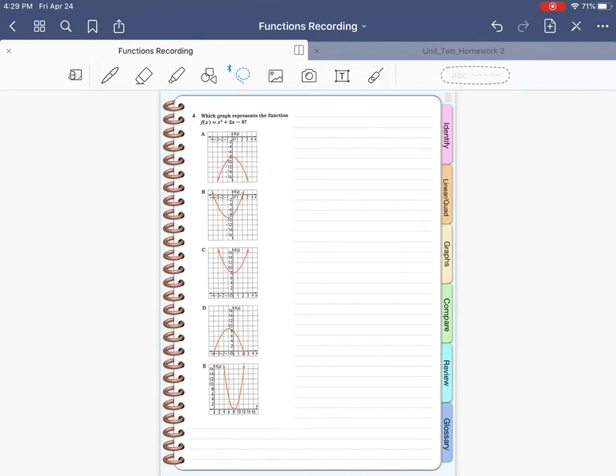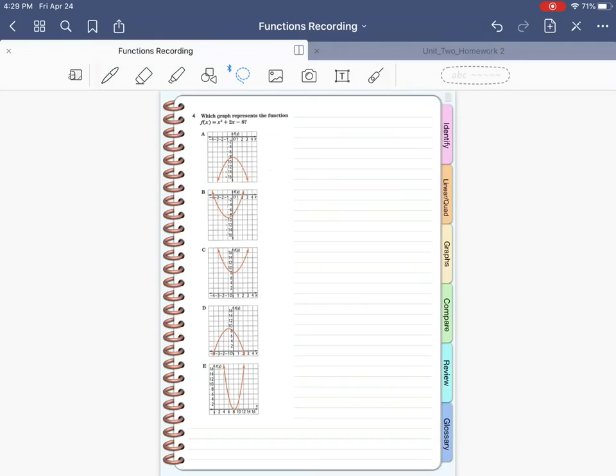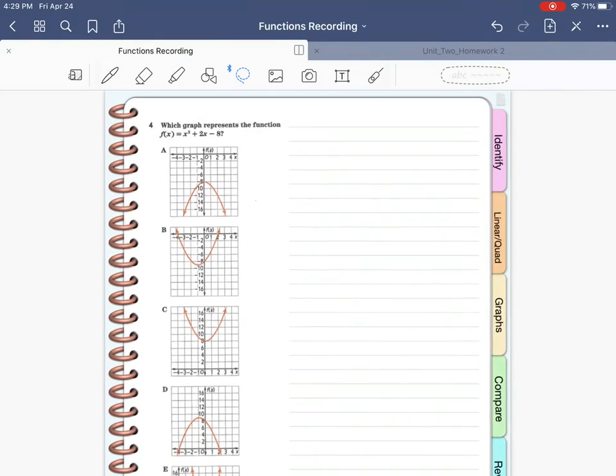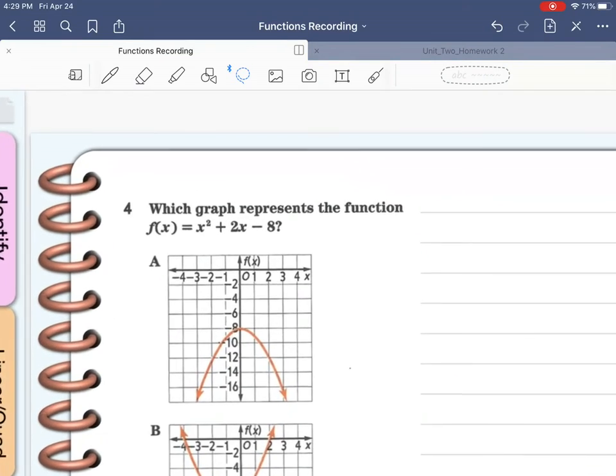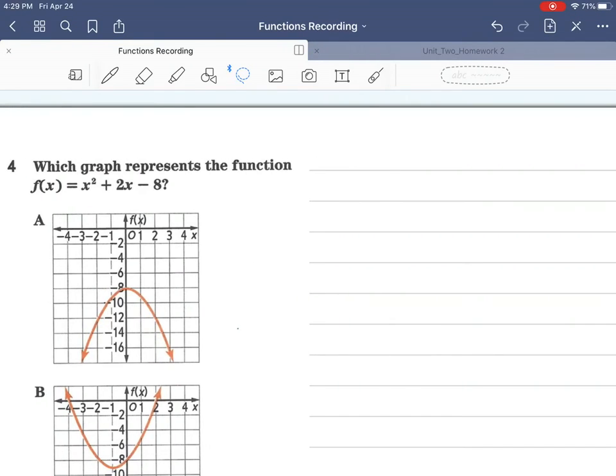Okay, problem 4 is on page 102, I believe. Let me double check that. Yes, this is the first one on that page. And it asks us which graph represents the function x squared plus 2x minus 8.